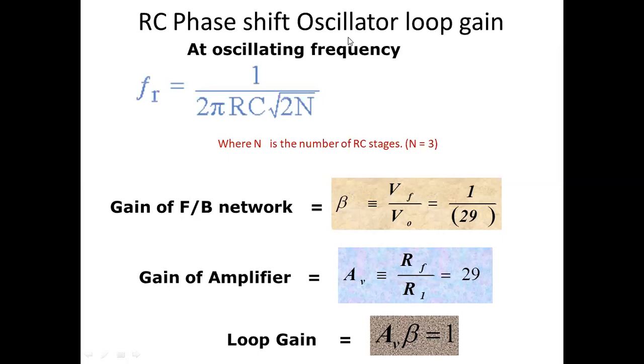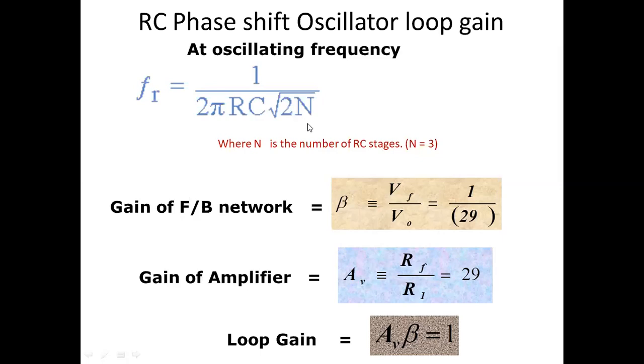The frequency of oscillation for the RC phase shift network is given by Fr equals 1 upon 2 pi RC under root 2N, where Fr is the resonant frequency, R is the value of the resistor, C is the value of the capacitor used in the RC feedback network, and N is the number of RC stages.